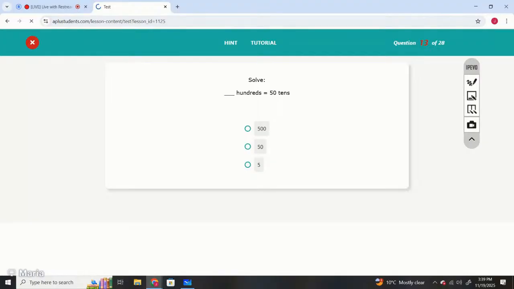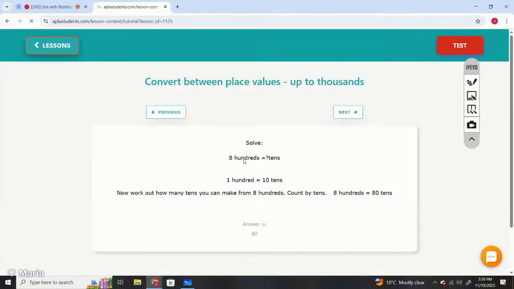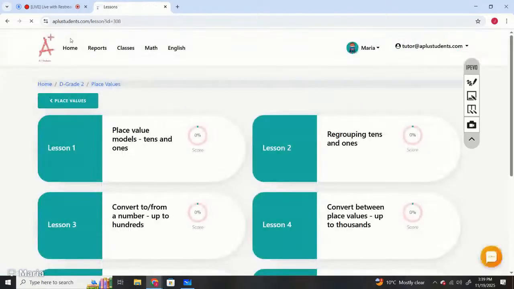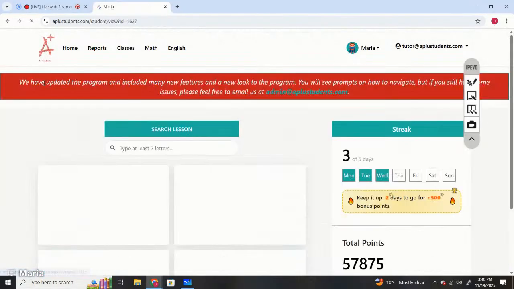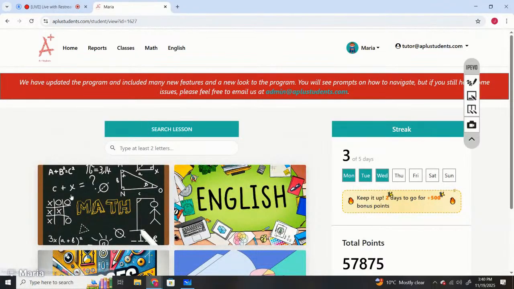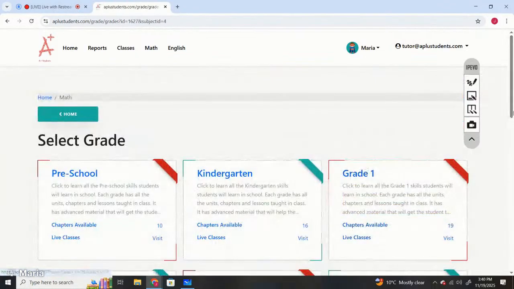Okay, you can complete the lesson by yourself later today. So we were working on grade 2 math. The chapter we were working on is place values. The lessons we have covered today are place value models, tens and ones, regrouping tens and ones, convert to and from a number up to hundreds, and convert between place values up to thousands. So please make sure before the next session you complete all the practice questions for the lessons we just did.